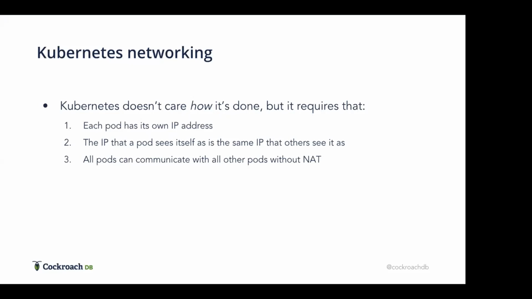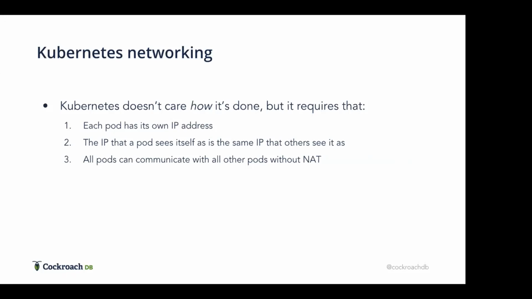So each pod running in a cluster has to be given its own IP address. And that IP address has to be something that the pod itself sees inside its container. And it's the same IP address that other pods in the network see it as. So a pod doing an ifconfig should see the same IP address as the pod that it sends a network packet to. And all pods can communicate directly with each other without any form of NAT. So no network address translation should be needed.